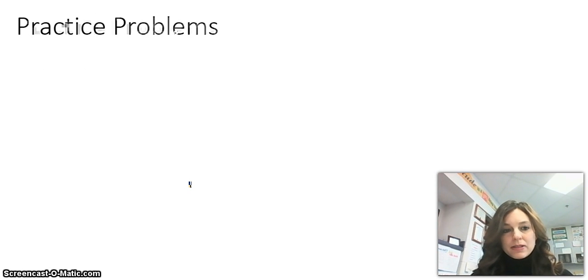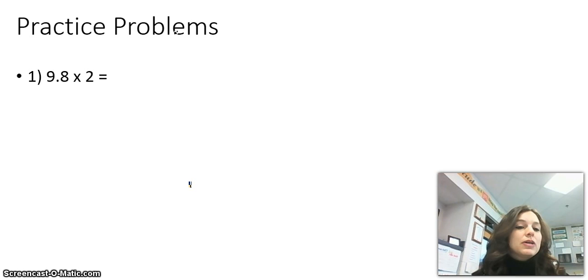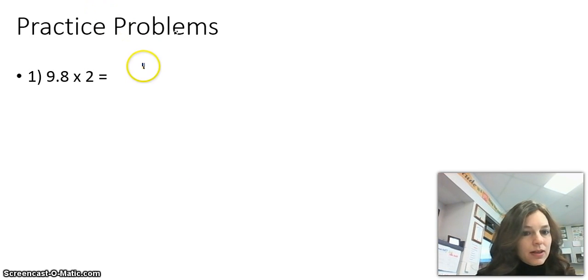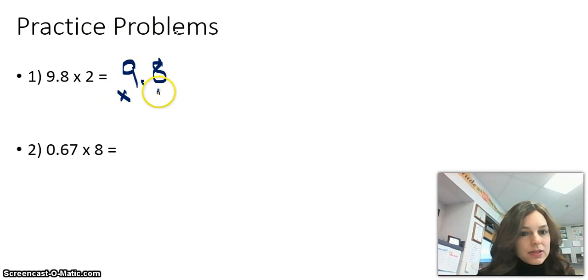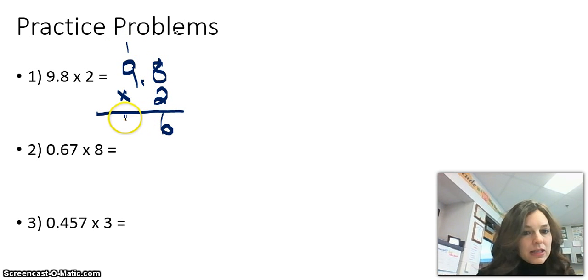So let's practice. We have quite a few practice problems today. We're going to do 9 8/10 times 2. We'll rewrite this as 9.8 times 2. 2 times 8 is 16, carry the 1, bring down the 6. 2 times 9 is 18, plus 1 is 19. So we'll write our 19. And then we have 1 place behind the decimal in my question, so we will want 1 place behind the decimal in the answer. And so our answer is 19 6/10.